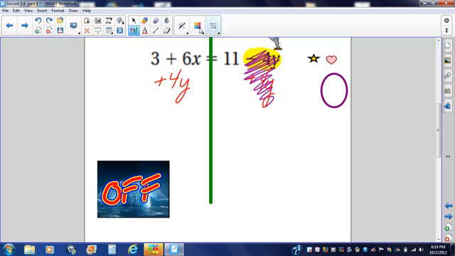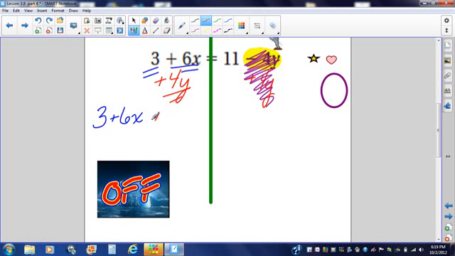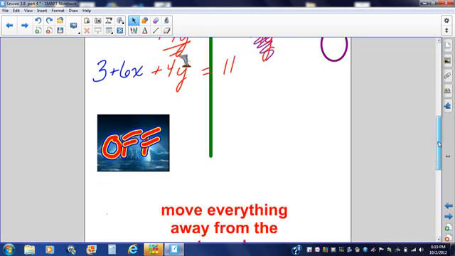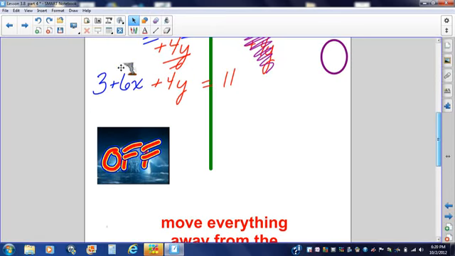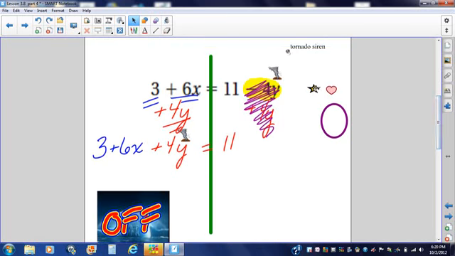So I am simply going to rewrite the problem going sideways. So I have 3 plus 6x plus 4y equals 11. Remember that y is our tornado. Now, the tornado is going to try to take out the 6x and is going to try to take out that 3. So, let's see.